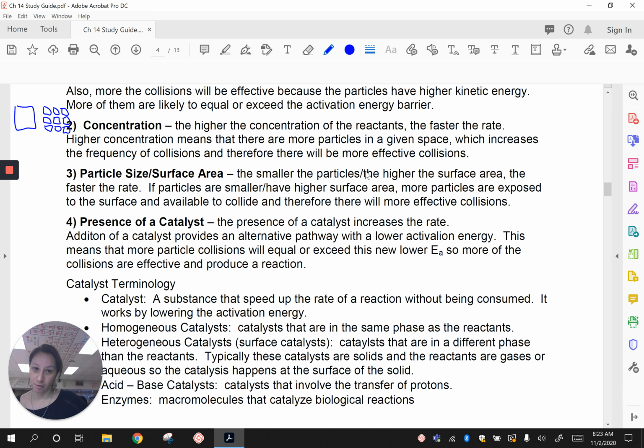So the smaller the particles, or the higher the surface area, like in this picture here, the faster the rate. If particles are smaller or have higher surface area, more particles are exposed to the surface and available to collide, and therefore there will be more effective collisions.